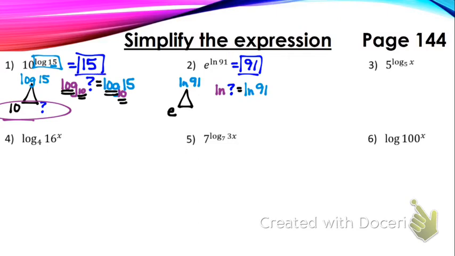So when I have something written as an exponential, and the base, like here on number 3, the base here is 5. And in my exponent, I have a log, and it has the same base. What happens to those two things? They basically cancel out. So how would number 3 evaluate? What'd you say? 1 what? 1x. Yes.